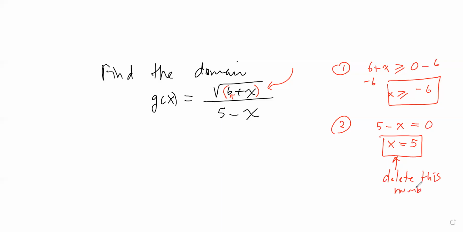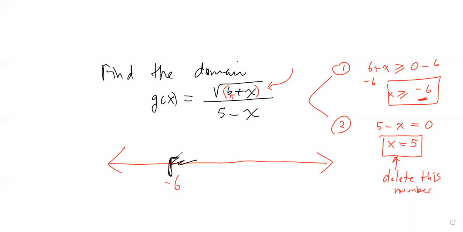We don't want that. Okay, now I'm going to try to make sense of these two when I write my domain. So I'm going to look at this. This is -6. So it's going to be x bigger than -6, right? Which is the entire right of -6. So it's all of this. But we know that we need to delete 5 from here, right? So 5 is going to be somewhere here, and we're going to delete this guy. So once it's deleted, then we'll put a hole here.